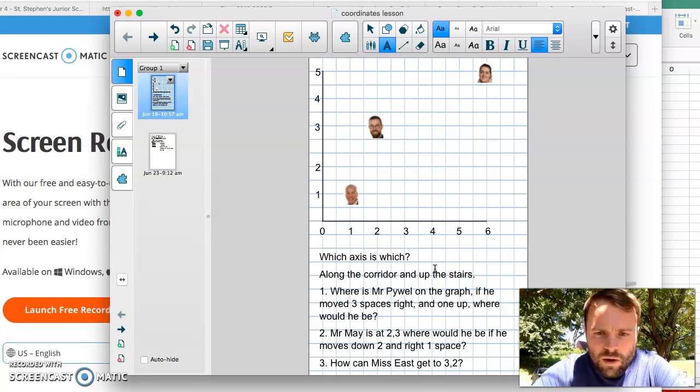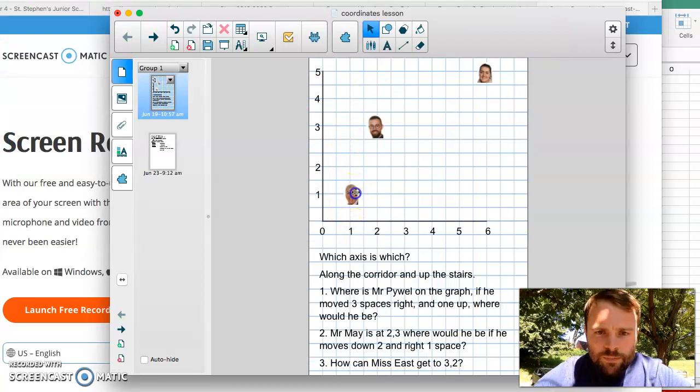Okay, so let's start with the first little practice question. So Mr. Pywell, where is he on the graph? So let's have a quick little check. He's at 1, 1. Okay, if he moved 3 spaces to the right and 1 up, where would he be? So let's do this. Let's drag him across. Oh no, hang on. He's gone 1 space, 2 space, 3 spaces to the right, and 1 up. There we go. So he was at 1, 1. He's gone 3 to the right and 1 up. Where is he now?